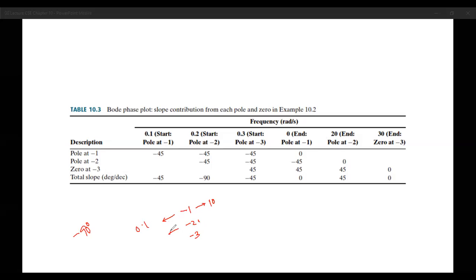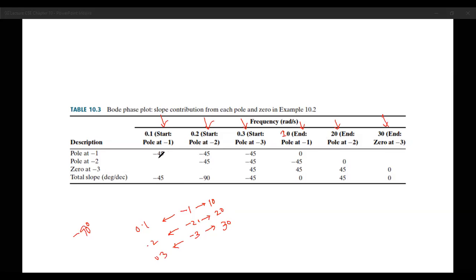The effect of this one should be starting at 0.2 and it will be finishing at 20, and the effect of this one will start at 0.3 and finish at 30. So your starting point of the pole 1, starting point of the pole 2, starting point of the zero, then the ending of your pole, which there is a mistake in the book, it should be 10. So the ending of the pole at -2 and the ending of the zero. So what is the contribution?